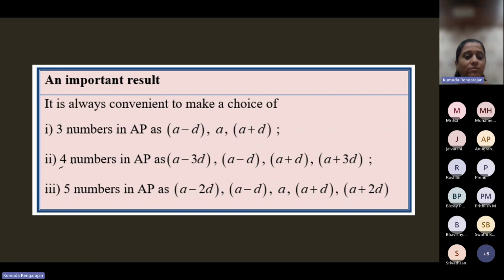If you have to find 4 numbers in AP, then assume it like this. Let the 4 numbers in AP be A minus 3D, A minus D, A plus D, A plus 3D. If you have to find 5 numbers in AP, then assume the numbers as A minus 2D, A minus D, A, A plus D, A plus 2D.